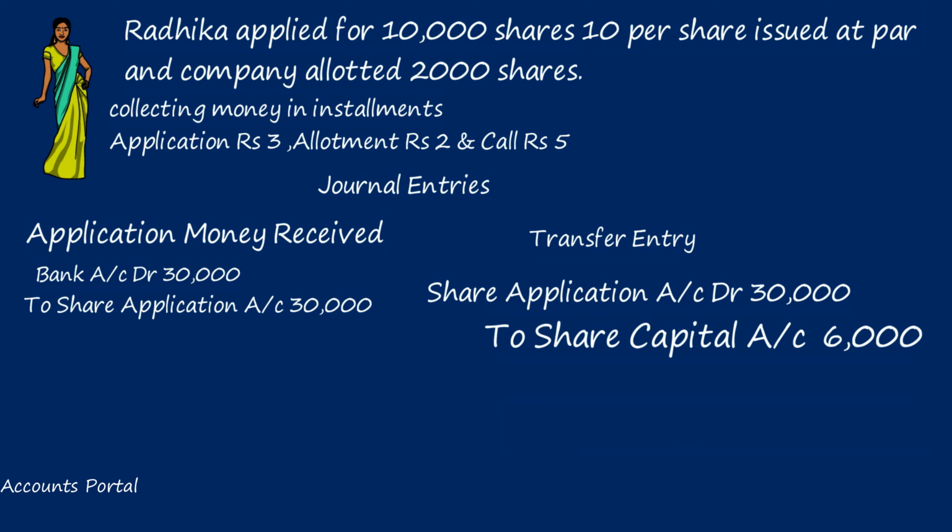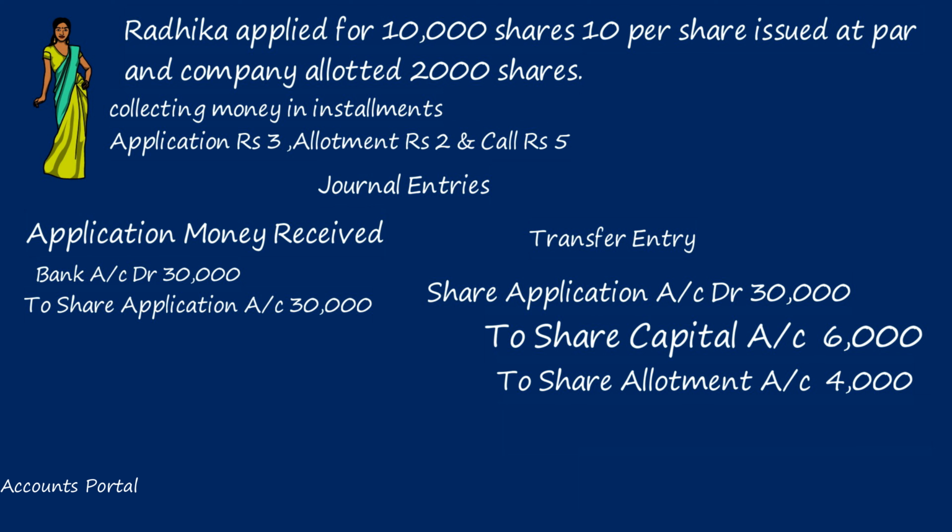The excess application money 24,000 will not be refunded in the case of pro rata allotment. Instead, the company will keep it to adjust the allotment and call money in the future. On allotment, Radhika has to pay how much amount, Nana? Number of shares allotted into allotment money to be paid per share. So 2,000 into 2, how much? 4,000. So to share allotment account, 4,000.